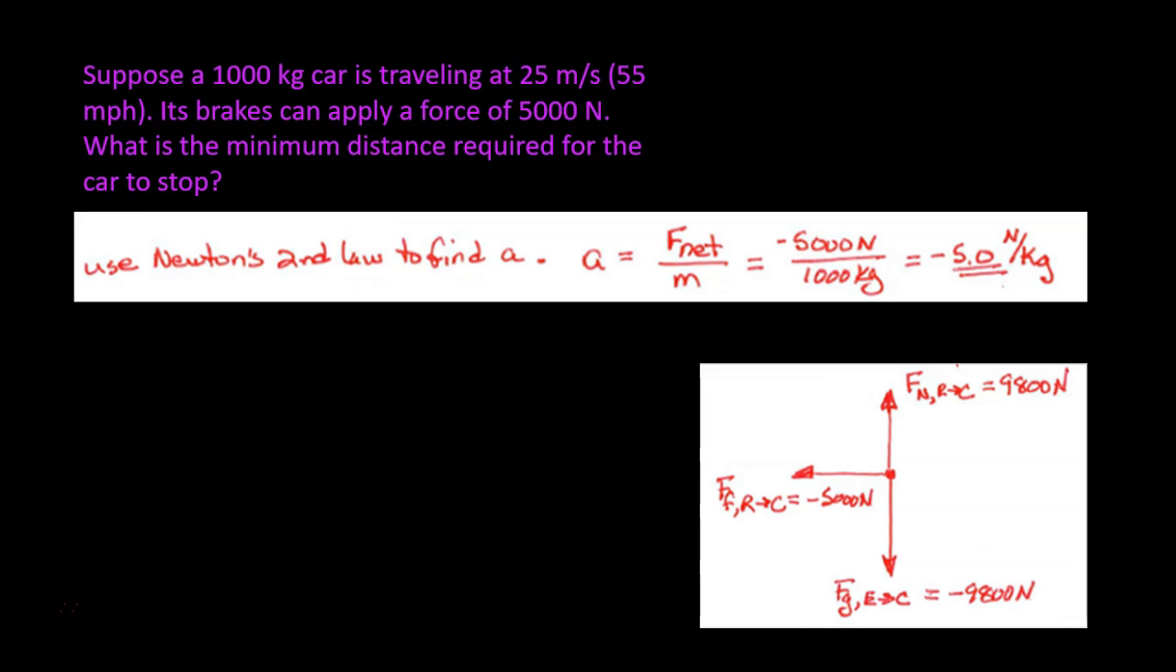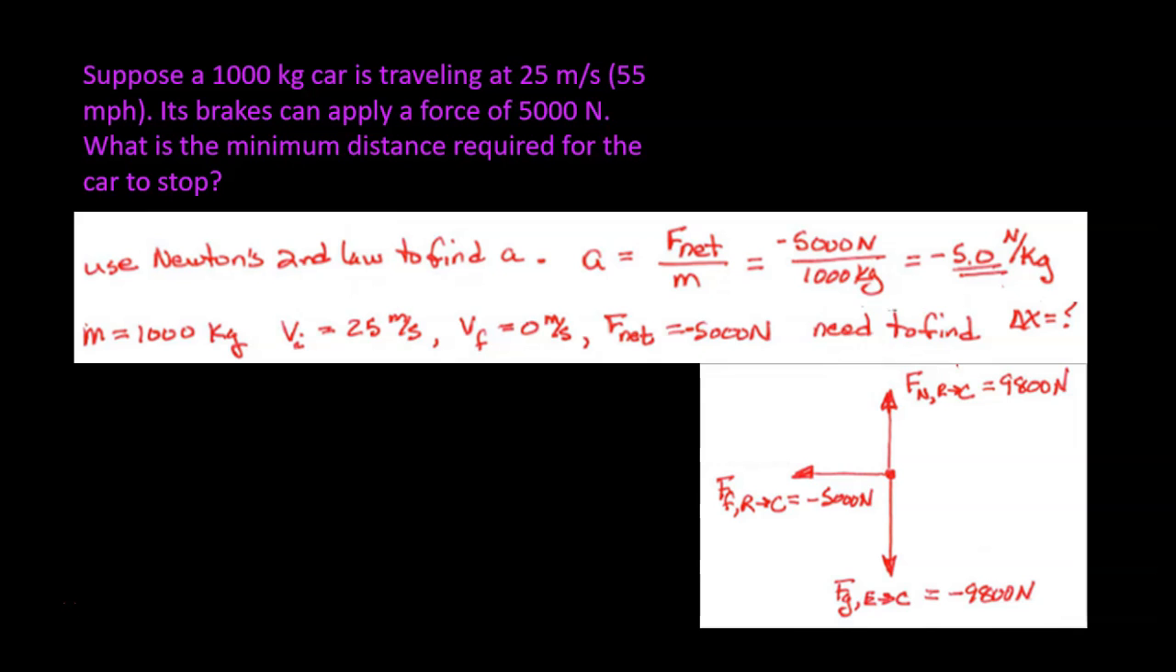Next, we need to use Newton's second law to find acceleration. So I go ahead and rearrange the equation, and that's acceleration equals net force divided by the mass. So the net force of the brakes is 5,000 newtons, and since I'm having the brake force act to the left, I put a negative sign in front of it. We divide that by the mass, and we have an acceleration of -5 newtons per kilogram, or keep in mind newtons per kilogram is the same as meters per second squared.